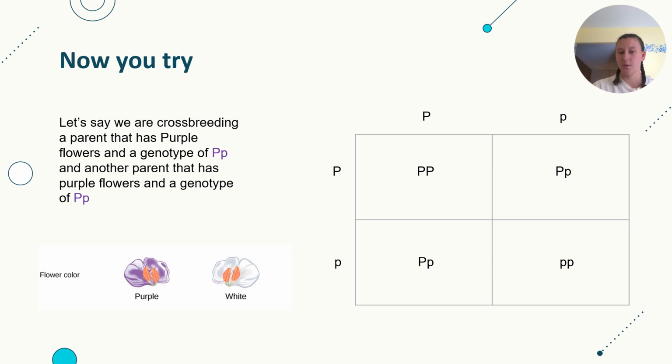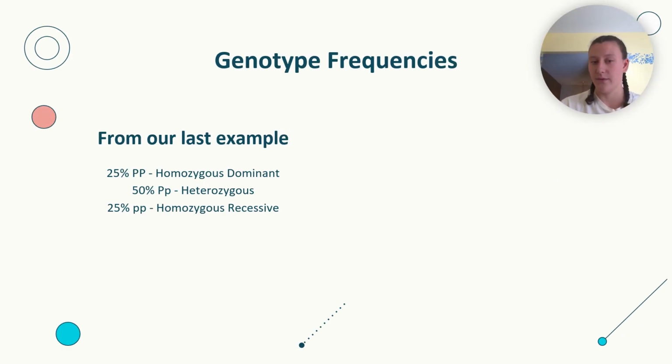So here's our answer. We will get one that is big P, one that is big P, another that is big P, and one that is little p. So this is our genotypic frequencies. We have 25% that are homozygous dominant. So remember the homozygous we just learned, because it's big P that's homozygous dominant. Then we have 50% that are going to be heterozygous. So big P, little p.